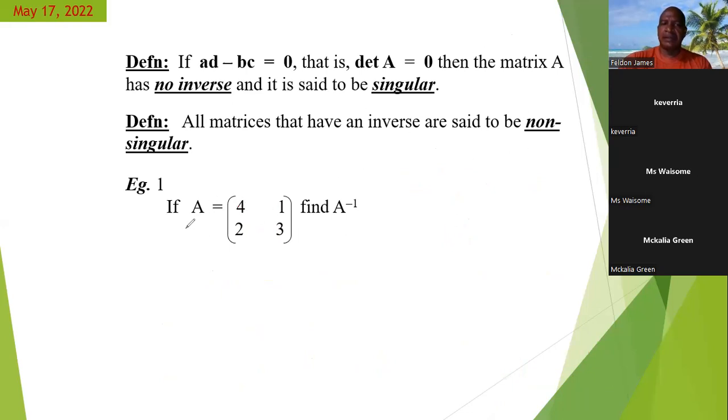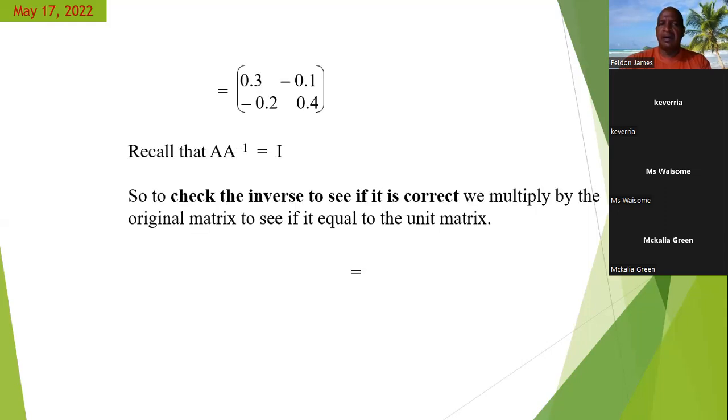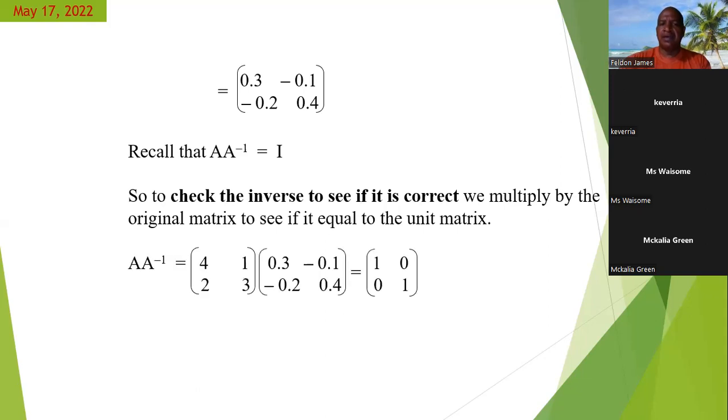Just to remember that to find your inverse, you find the determinant AD minus BC, you put 1 over that, then you find the adjoint, you multiply by the adjoint. That's how you get your inverse matrix. You multiply A times A inverse, you will get your identity matrix. All right, moving along. So here we have our inverse, and when you multiply A times A inverse, you get that. All right, guys?